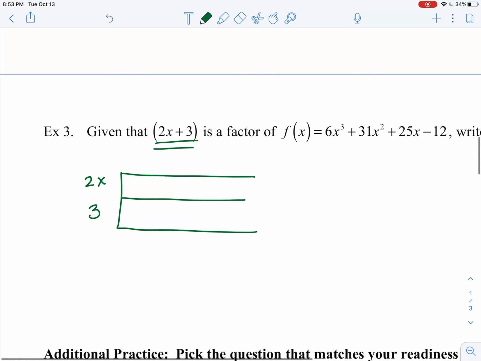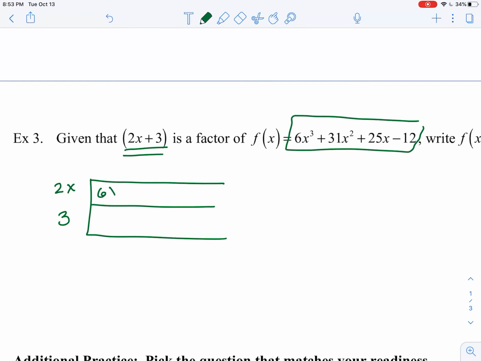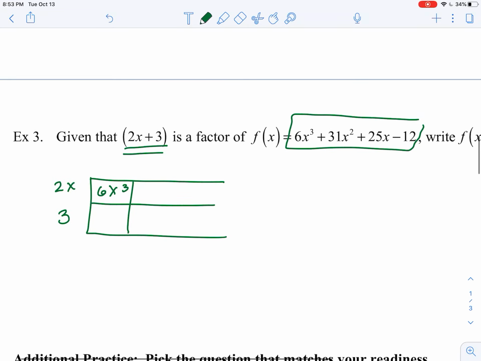And I should get this on the inside, right? So I'm going to start with that 6x cubed. 2x times something would have to give me 6x cubed. So that would have to be 2 times 3 to get 6, and x times x squared to get the x cubed. So it'd have to be 3x squared. And that 3x squared would also multiply by the 3. And so that would give us 9x squared.